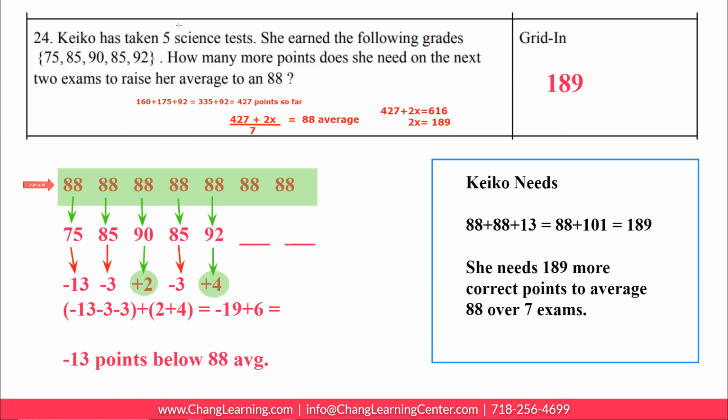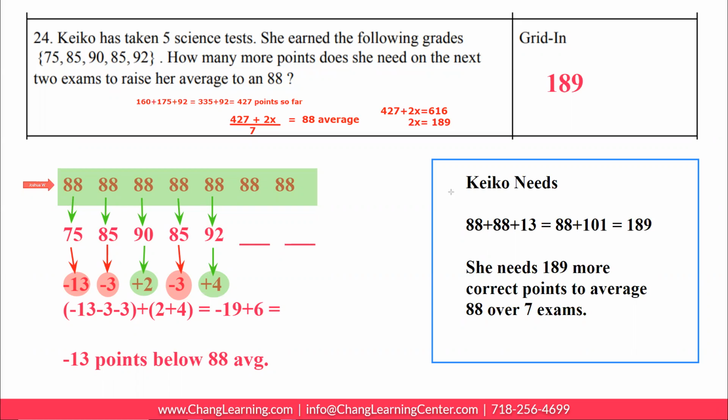So notice that on the negative ones, she's below her average goal for each of those tests. But then the 90 and 92 were above. One of the shortcuts in statistics is, let's see how many points she's off from her average. She was 13 below on her first test, then another 3. She's 16 below. And then on that fourth test, another 3. So that's minus 19 points. But she had 2 tests where she was above her average goal, those 6 points. So we have negative 19 plus 6. She's really 13 points below her 88 average.